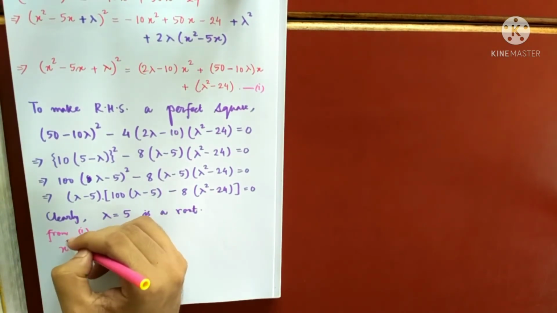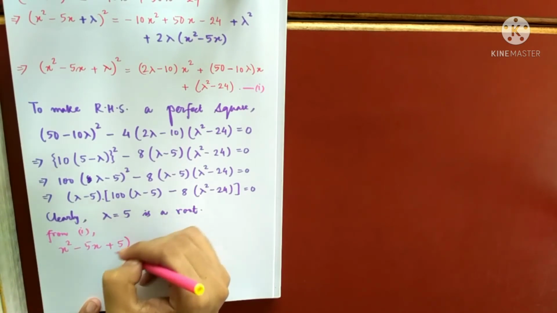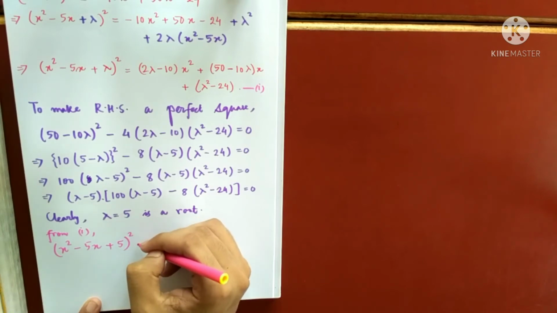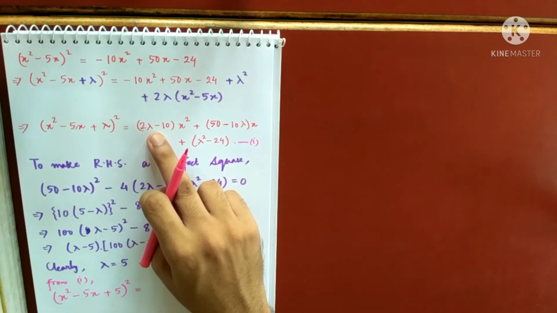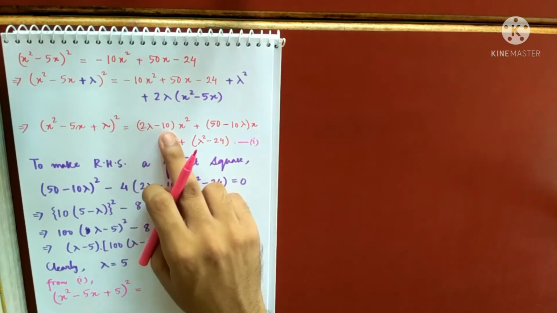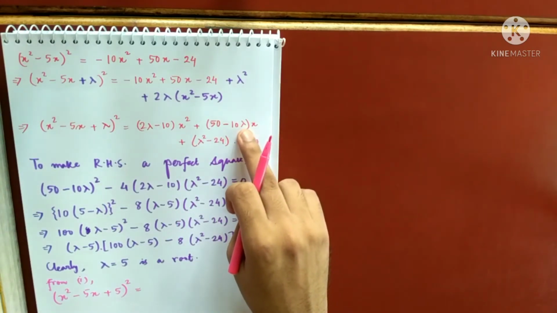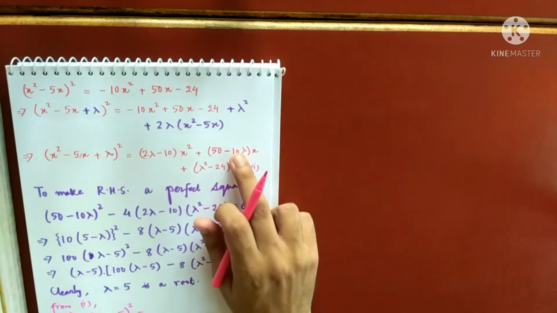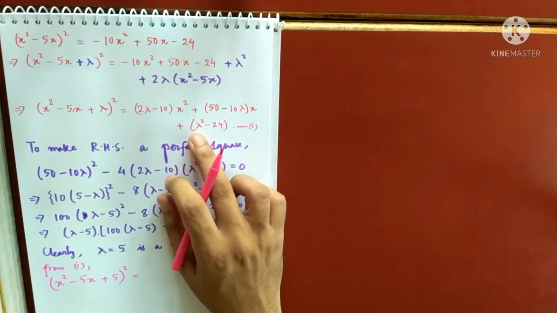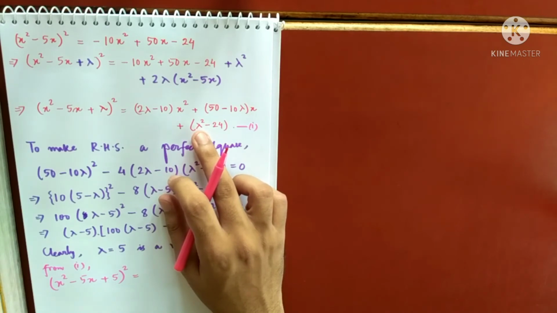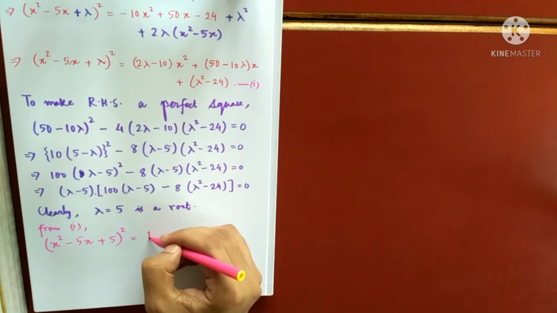What I have is x square minus 5x plus lambda, lambda is 5, this whole square equals, put here lambda equals 5. So 2 5s are 10, 10 minus 10 is 0. So this term vanishes. Good enough. Putting here lambda equals 5, 10 5s are 50, 50 minus 50 is 0. Good enough. And what is this? 5 square is 25 minus 1, 24. So which is a perfect square? 1 square.